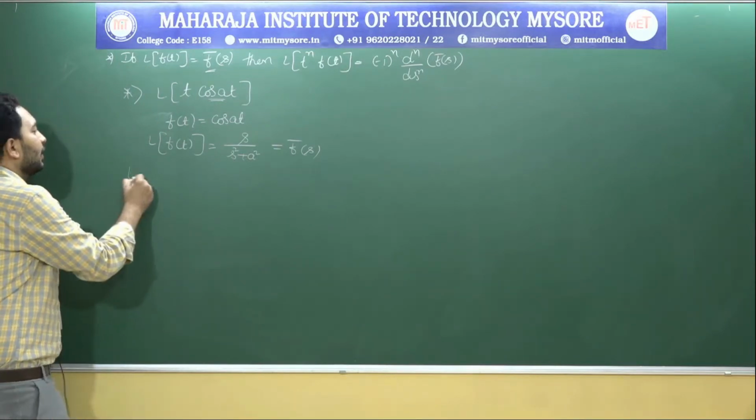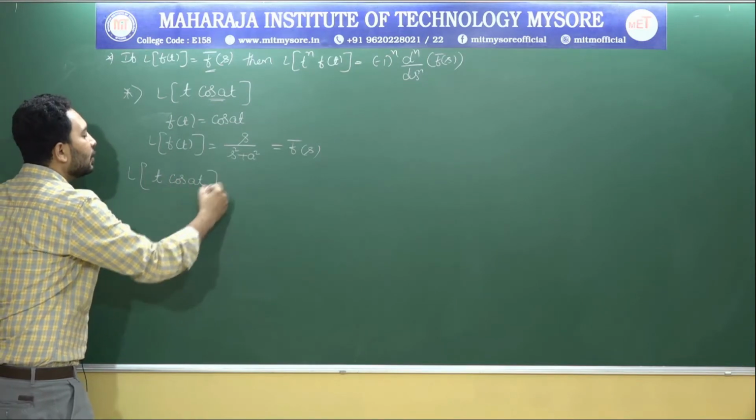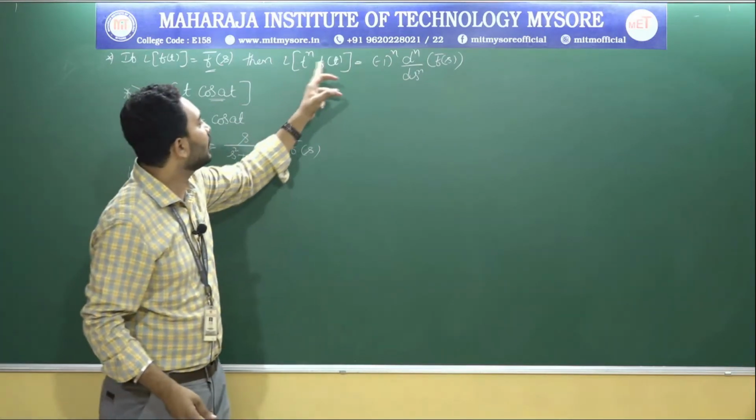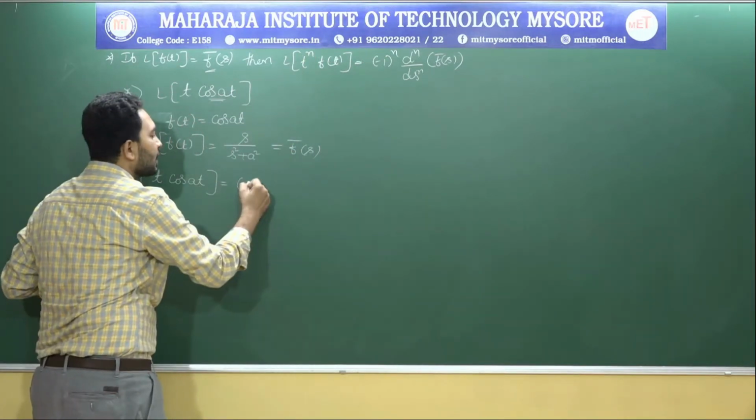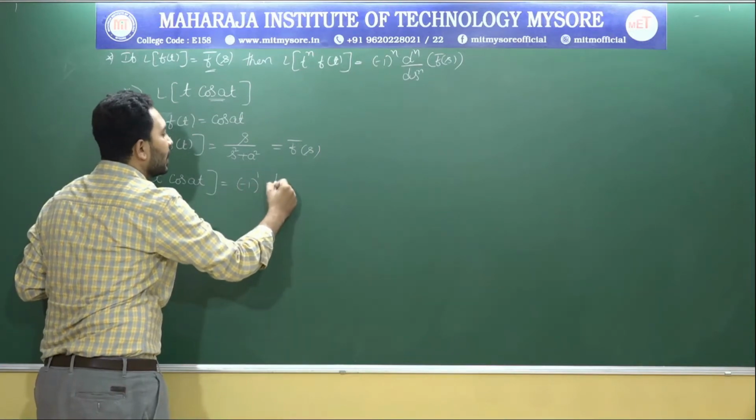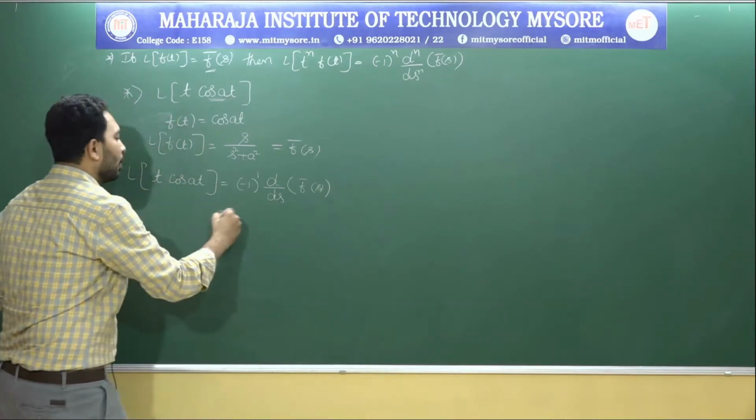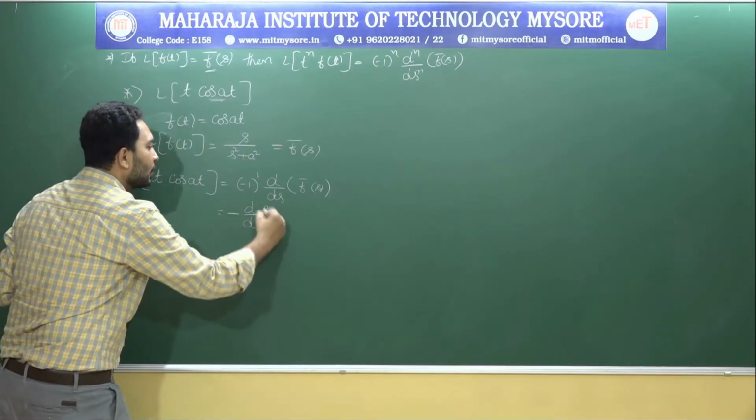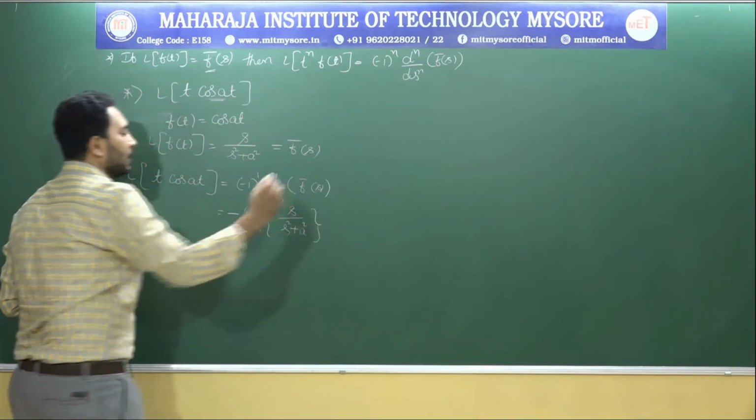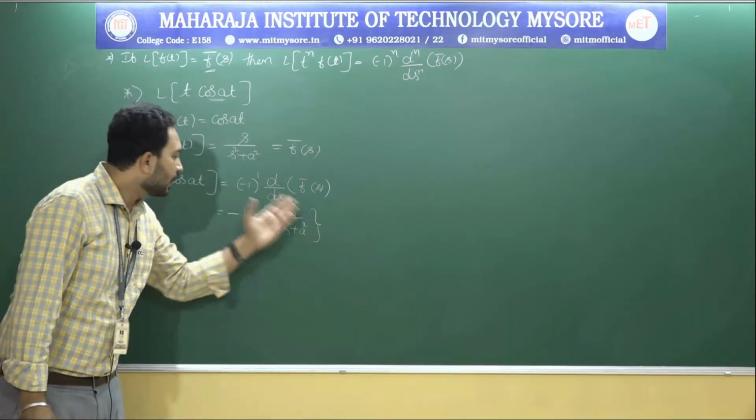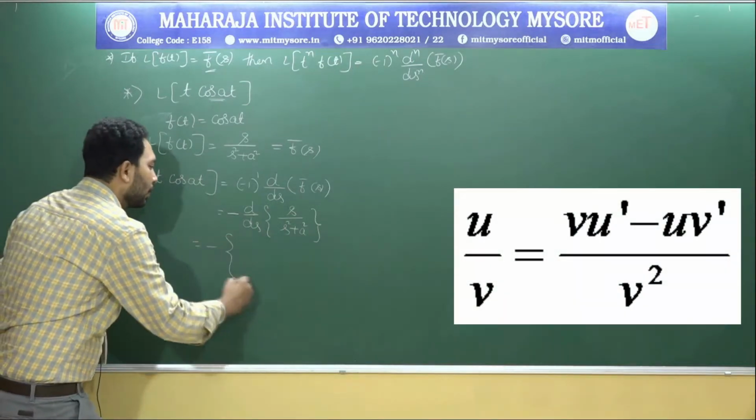Now I am going to apply the derivative property. It is Laplace of t into cos at, Laplace of t into f of t. We have 1 in the place of n. Then this becomes minus 1 power 1 d by ds into f bar s. So minus d by ds into, what is f bar s? It is s divided by s square plus a square. Then we need to differentiate by using the quotient rule. So apply the quotient rule now.